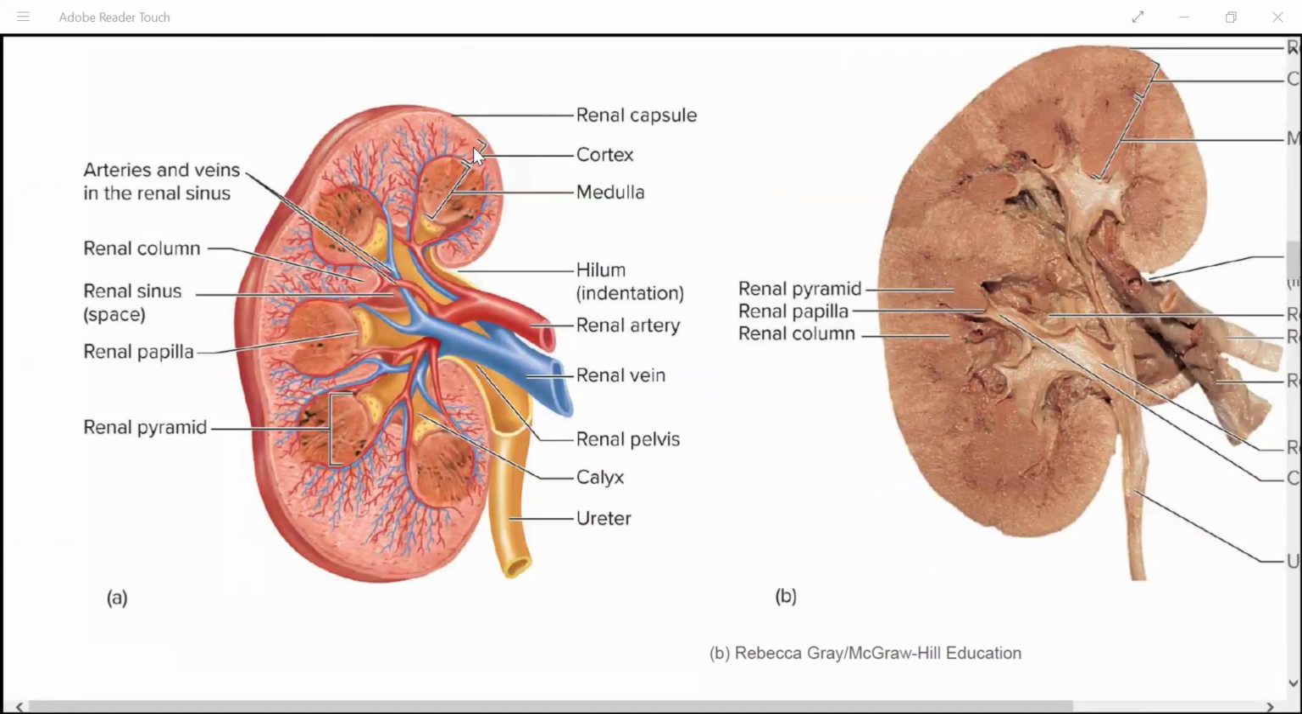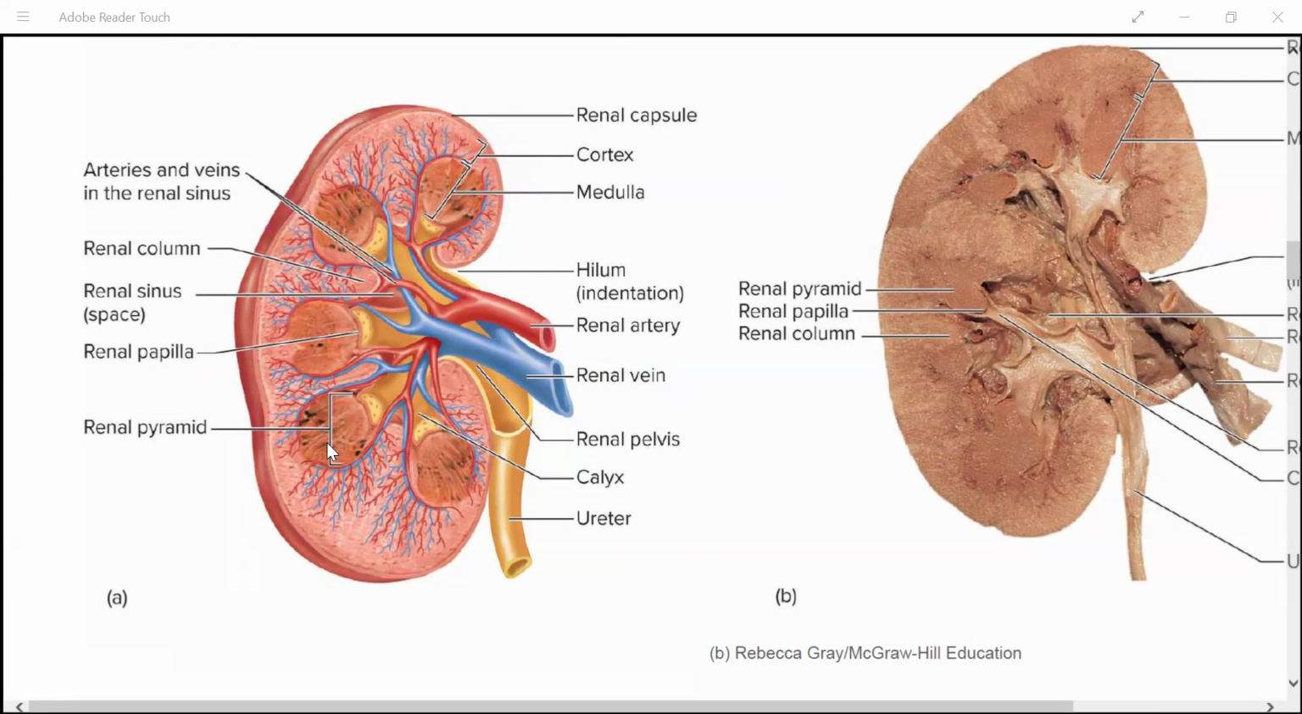The cortex itself is the outer portion of the kidney. And when we take this cross section, you have the medulla, which is going to be our inner section. And so we have these renal papilla and pyramids that are going to be in each section here. So each section of the medulla has this renal papilla and renal pyramid.